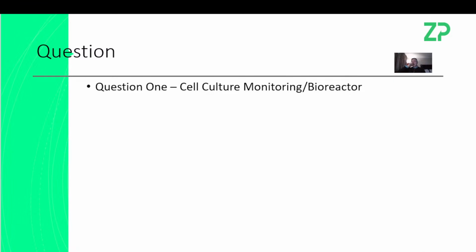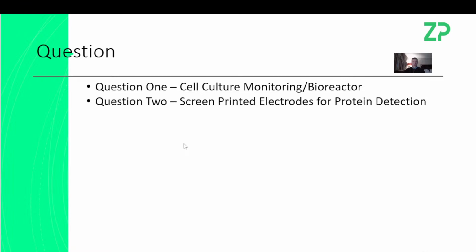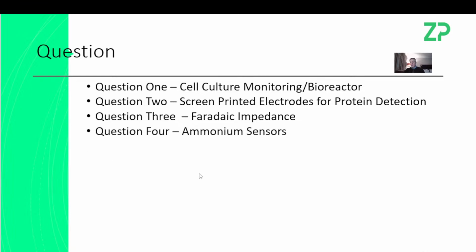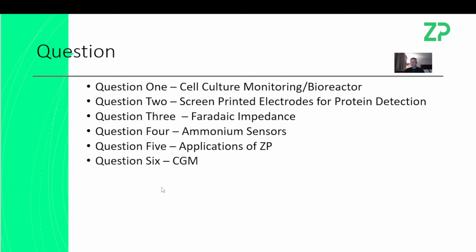When it comes to cell culture monitoring bioreactor, the first stage is not necessarily jumping into the sensors themselves, but jumping into a paid program with us. Screen printed electrodes for protein detection: I think those hypervalued carbon electrodes are good. The Faradaic impedance, as I say, I have listed out 3 places where the drift may be coming from. Ammonium sensors, there's definitely a data sheet and data on that website, and a video about us testing it, so I hope that's enough. Applications to ZP, we're really interested in applications from health, sports, and industrial. We just tend not to do defense.